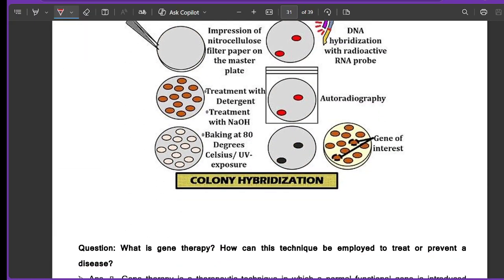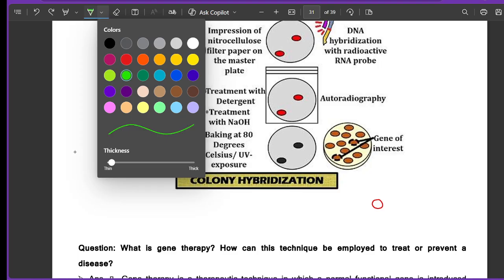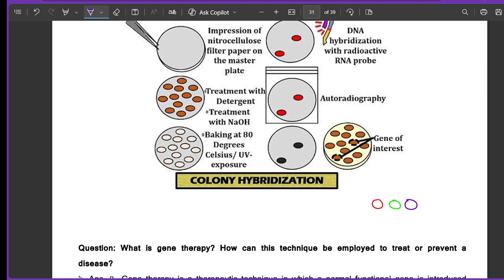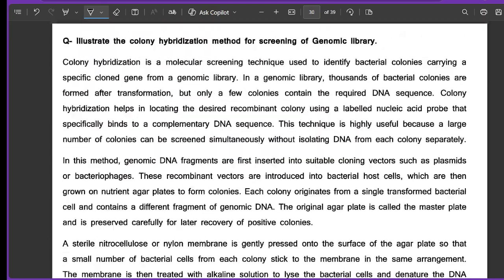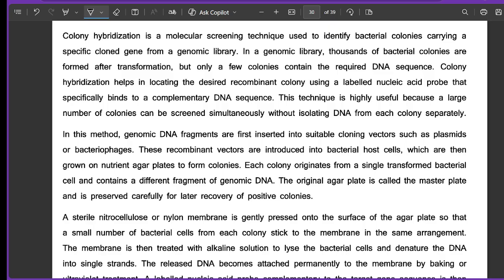Let me take this side. So you will take the bacterial cells. Now let's label them with different colors. Suppose one is red, one is green, another one is purple and so on. You are going to introduce your gene of interest, GOI, into this also, into this also, into this also. When this gene of interest is introduced into the bacterial cell, the process is known as transformation. So in transformation, you are introducing your gene of interest into the bacterial cells, and this can be done by using certain vectors.